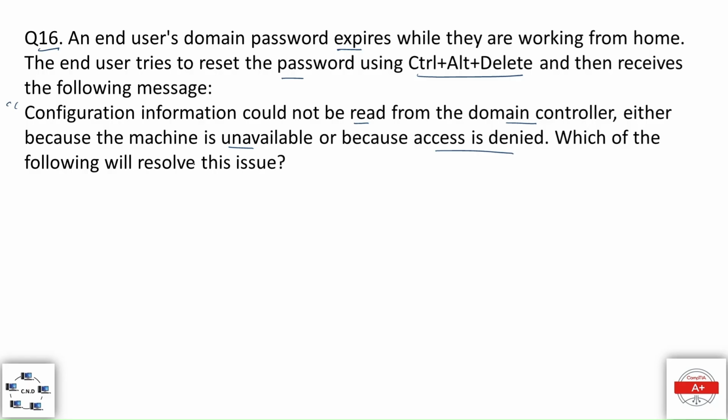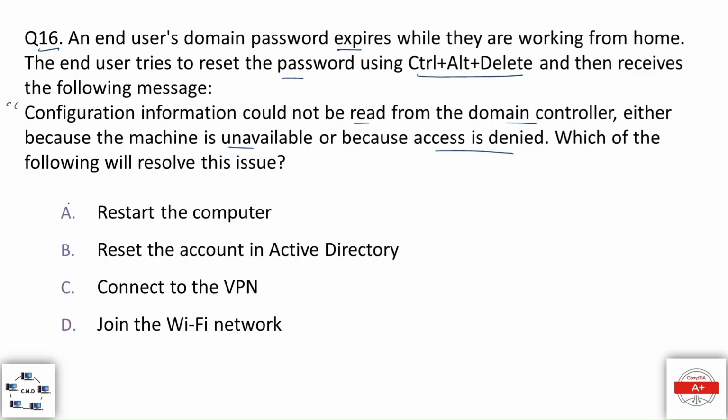And the options are option A, restart the computer. Option B, reset the account in the Active Directory. Option C, connect to the VPN. And option D, join the Wi-Fi network. And the correct option will be displayed after the countdown, and it is option C, connect to the VPN. So why is this the correct option and others are incorrect?